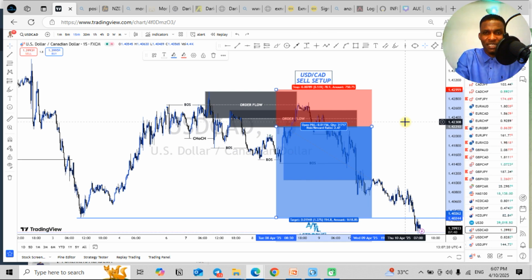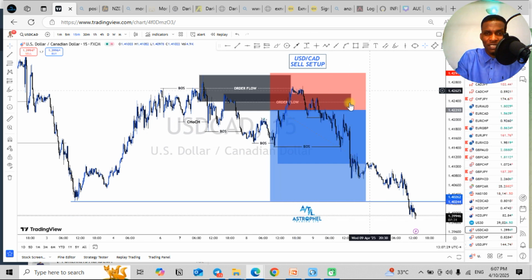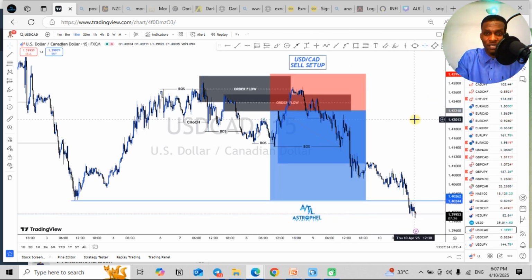guys, and this is the kind of setup that traders should be watching out for. And also, don't forget that your risk management should be in place when taking this kind of trade, or when taking any trade at all, which is very important. That's what makes you a trader. First, you must be willing to predetermine your risk, and also willing to accept the risk both monetarily and emotionally.